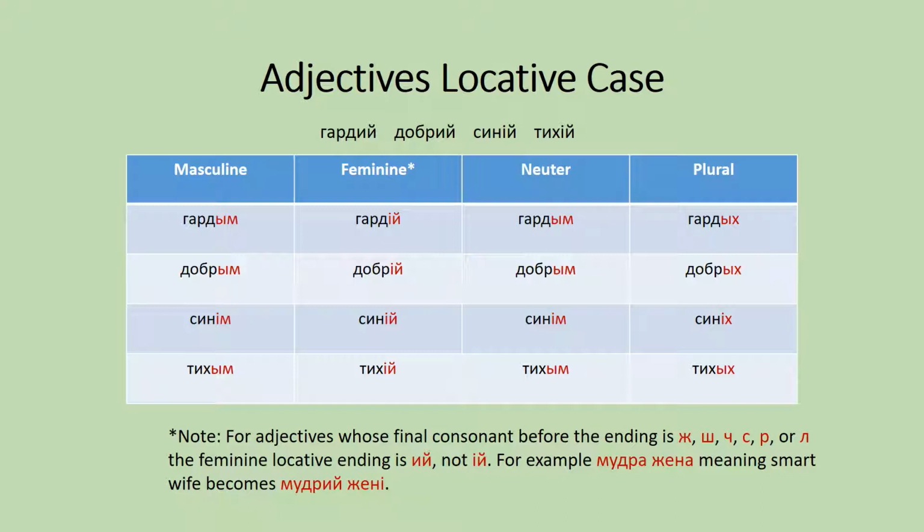Note, for adjectives whose final consonant before the ending is zh, sh, ch, s, r, or l, the feminine locative ending is a, not e. For example, mudra žena, meaning smart wife, becomes mudrý žení.